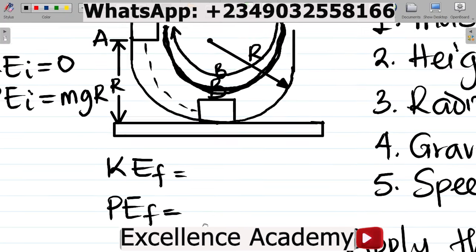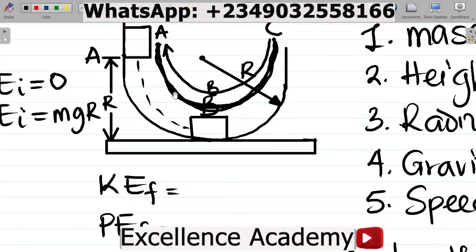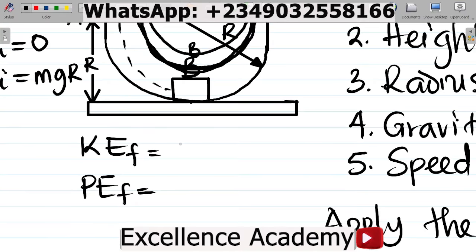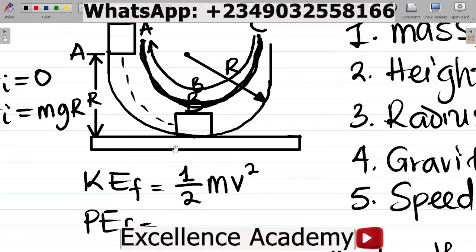Again, analyzing this diagram here, recall that we said the body moves from A, goes through B, and from B goes to C. Stops at C, from C goes back to B, and then stops at A. In essence, the two stopping points are A and C. That means at point B, the body does not stop, but it's still moving with a certain velocity v. In essence, the kinetic energy at the final point is half times m times v squared. All right, v is the velocity at the bottom, which we asked to calculate.